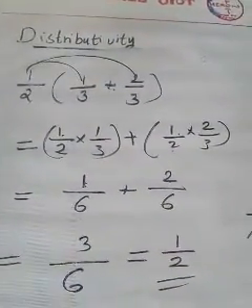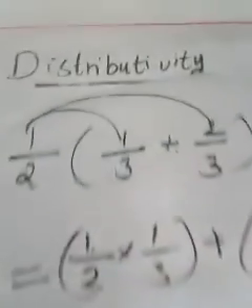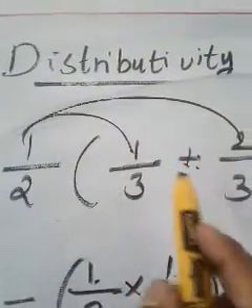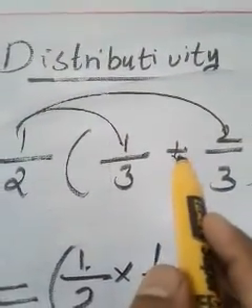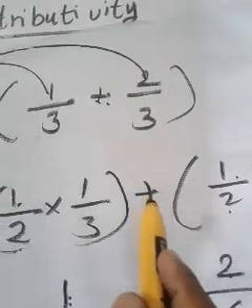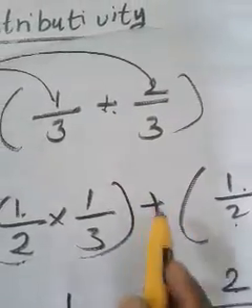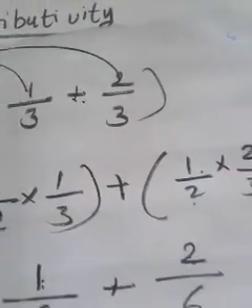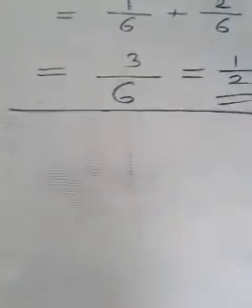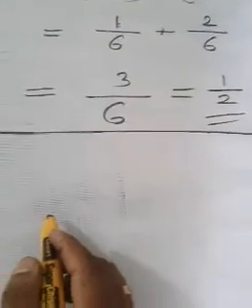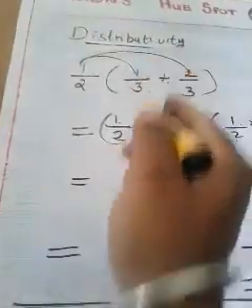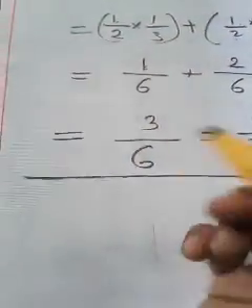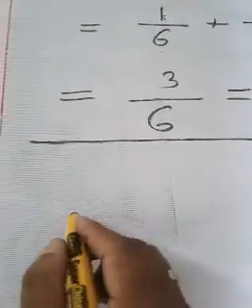See, I told you that maybe sometimes this sign will be changed into subtraction. At that time we have to change this sign to subtraction. If this sign is subtraction, we will change this sign to subtraction. Okay. And there may be a few other problems like this. This is one way of applying distributivity. There exists another way of applying distributivity.